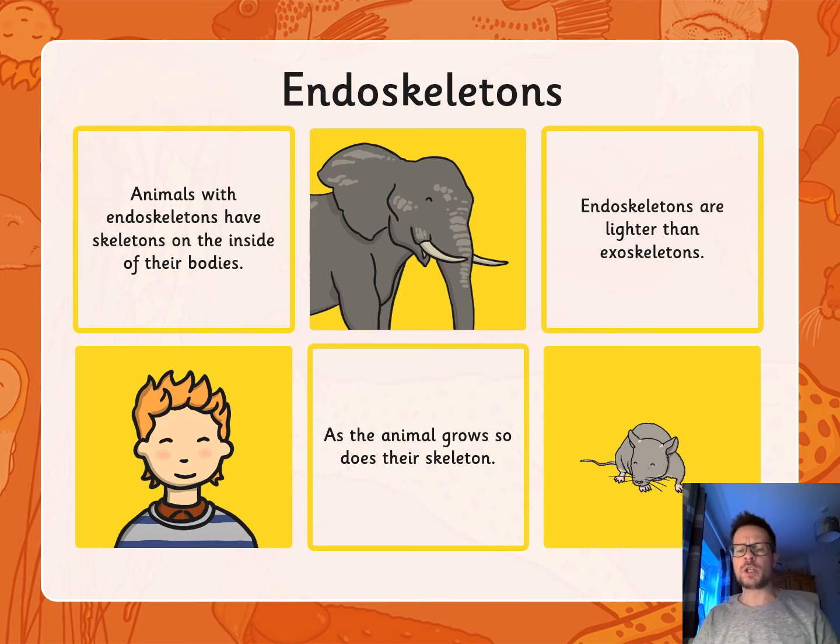So if you think about when you were a baby, or if you have a baby brother or a baby sister, when they're first born, they're quite small, okay? But they have a skeleton. And as they grow, and as you grow, and as I've grown, our skeletons have grown as well. So our bones grow just as the rest of us grow. Okay.